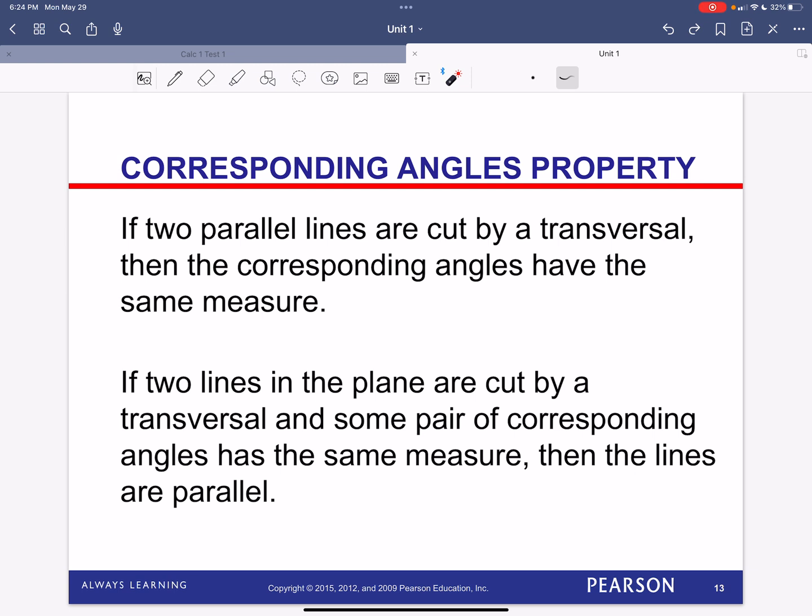If two parallel lines are cut by a transversal, then the corresponding angles have the same measurement. We already know about vertical angles. Now we're going to talk about corresponding angles. If two lines in the plane are cut by a transversal and some pair of corresponding angles has the same measure, then the lines are parallel. It's just a reverse. One is you're told that the lines are parallel, and you can determine what their corresponding angles are. The other is if you have corresponding angles, then you can determine that the two lines are parallel.